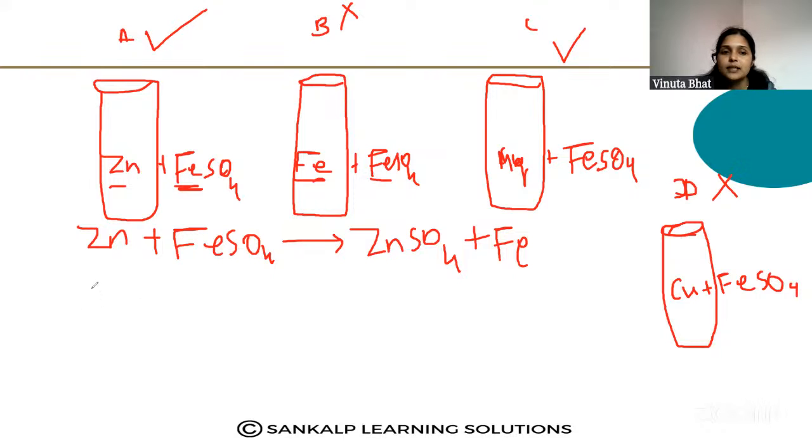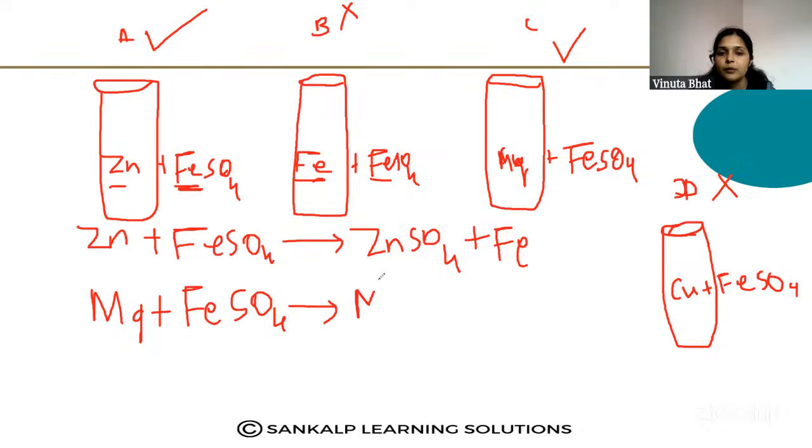In test tube C, magnesium reacts with the ferrous sulfate and forms magnesium sulfate plus Fe. So here also the magnesium, which has more reactivity than iron, is able to displace the iron from its solution. So for that the reaction takes place.